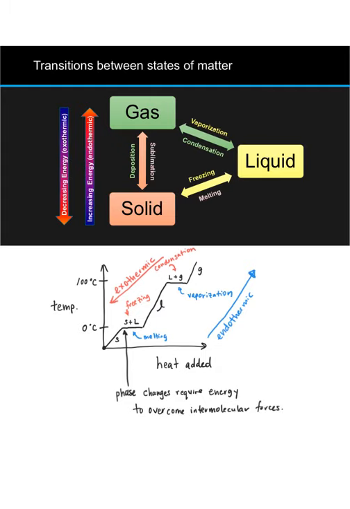Remember that on a particulate scale, solid particles are very close to each other. Liquid particles are also fairly close to each other, but not quite as close as solids are. To go from a solid to a liquid, we've effectively got to physically separate particles from each other. And likewise, to move from a liquid to a gas, we've got to once again further separate particles from each other on a microscopic scale.